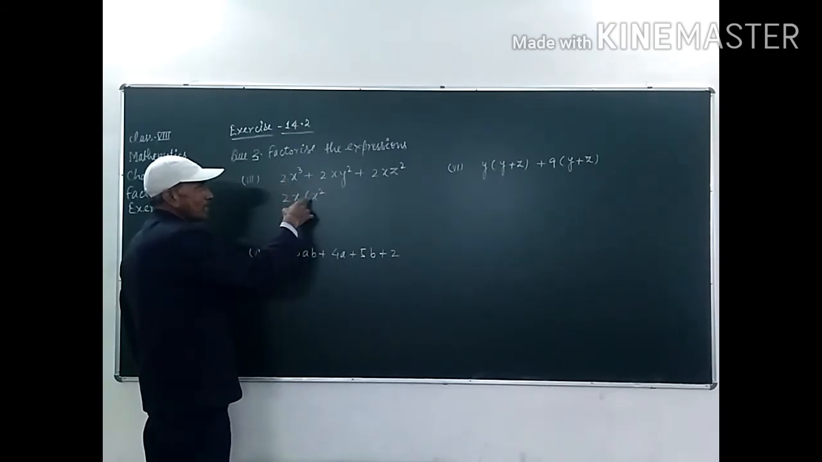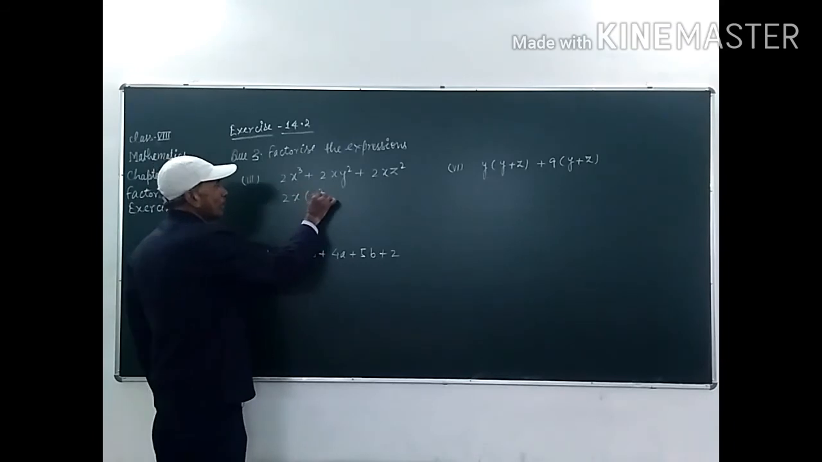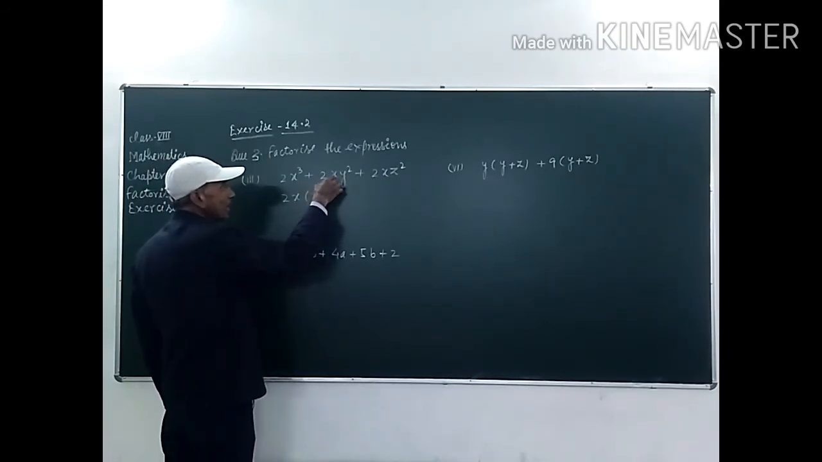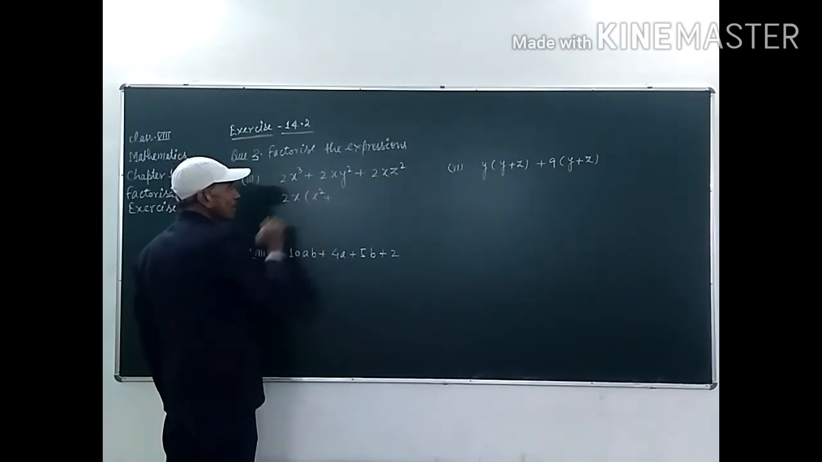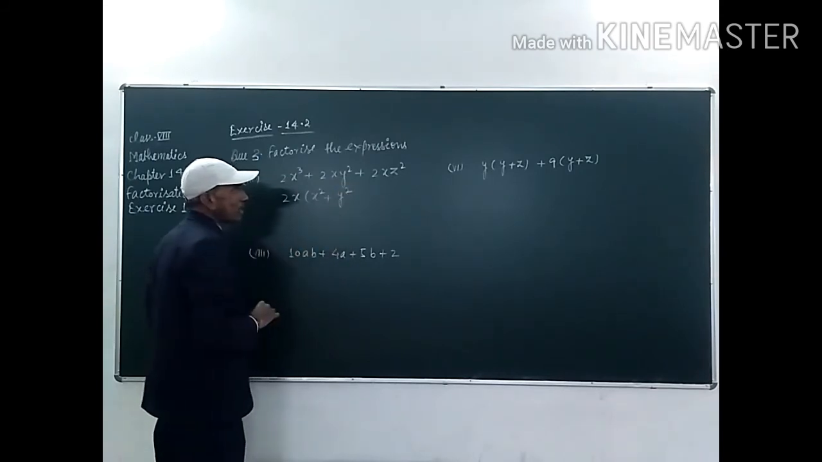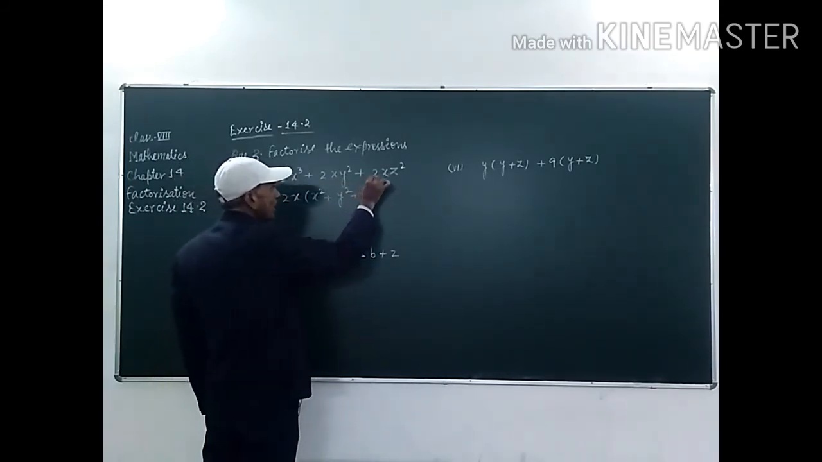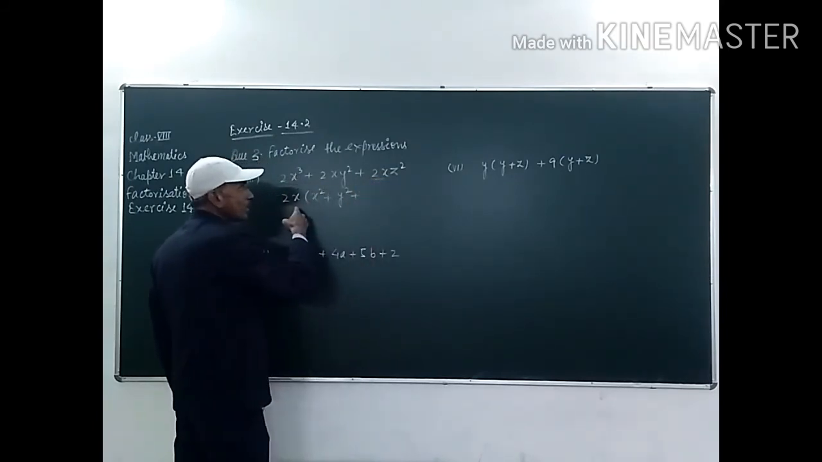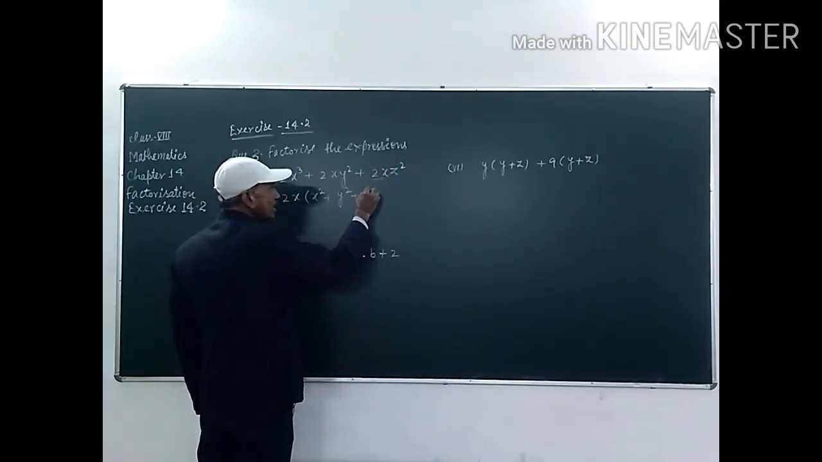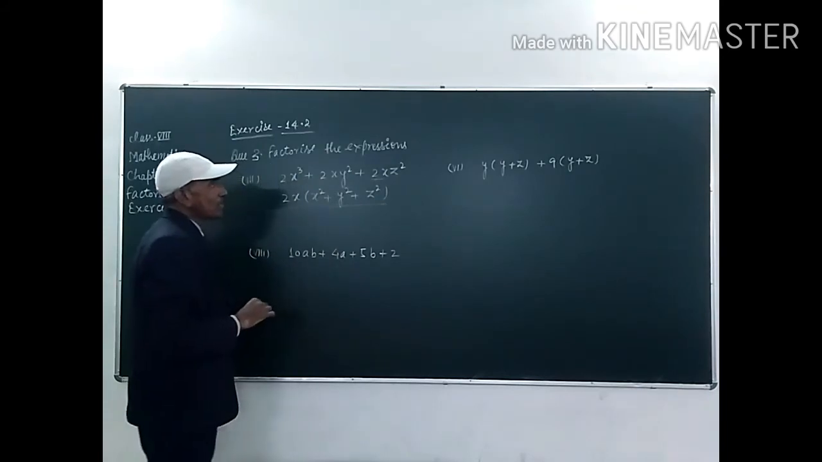So 2 times means x into x will remain in the first term, plus in the second term 2 and x are cancelled because we have taken this one common, and here this one will be y square, plus in this third term, students, 2x is taken as common. So only z square will remain in this. So this one is the answer of this part of the question.